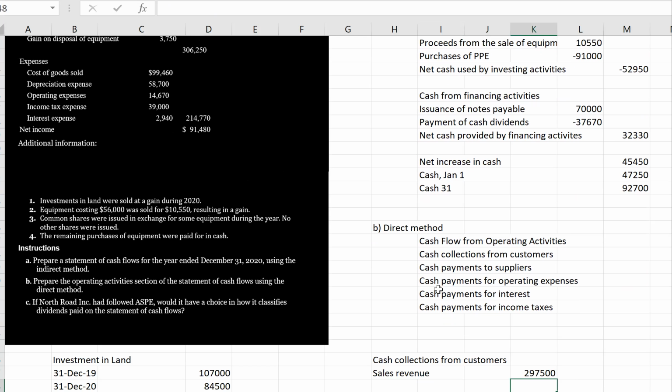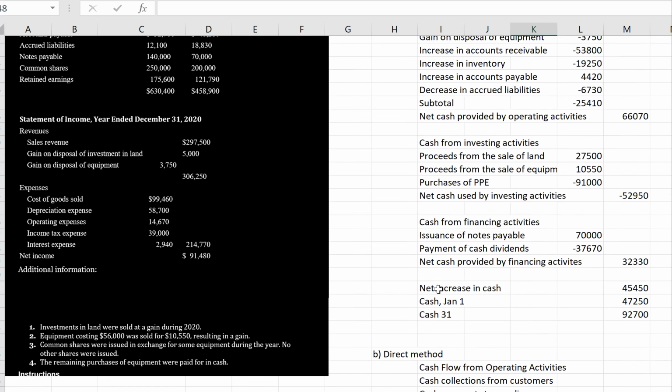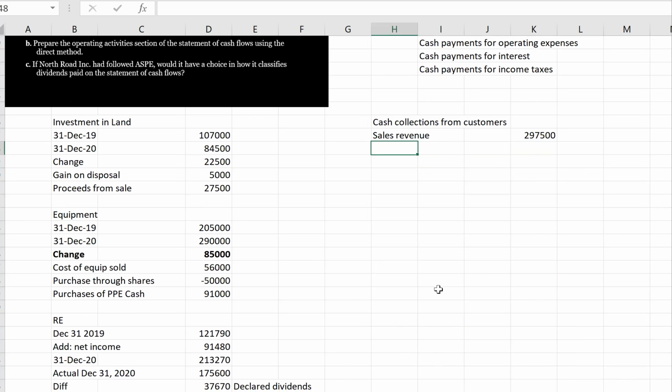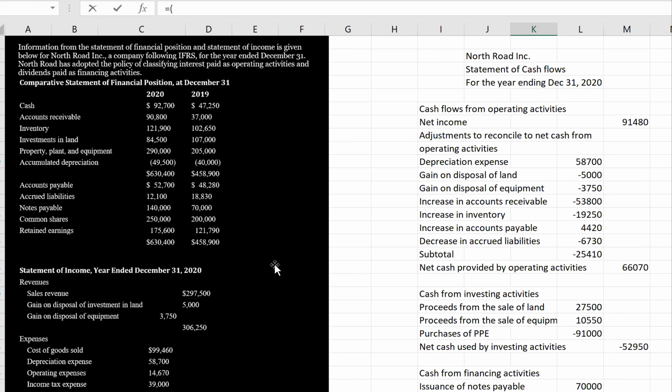So let's see what happened with AR during the year. AR went from 37,000 to 90,800, so AR increased. We're going to deduct the increase in AR, because remember, as we extend more credit, we're going to get less cash in. So that's 90,800 minus 37,000. Let's deduct that.